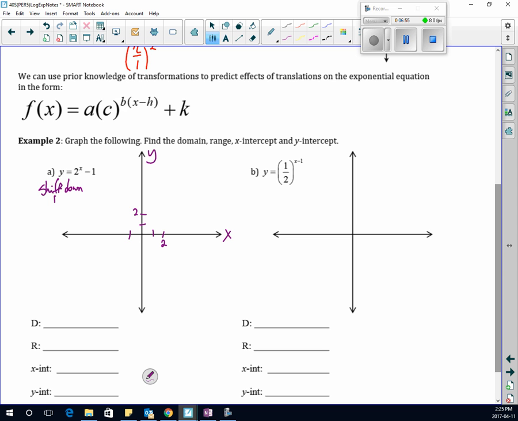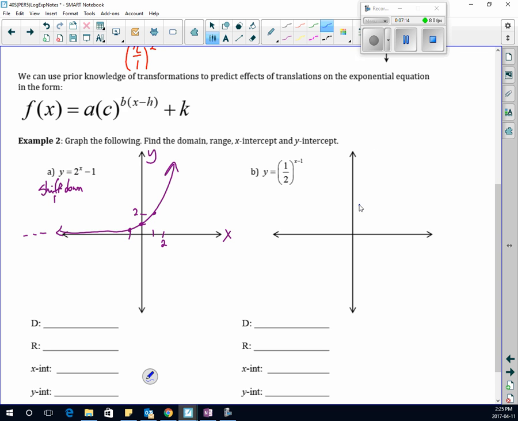Again, we'll do a quick sketch here. So that's a half, 1, and 2. We know it looks like this. Do you see how I'm getting this so fast? Yes? Okay, so there's my 3 points I'm going to translate.